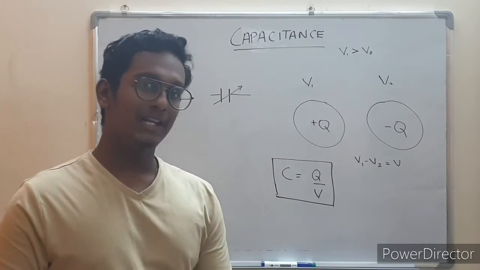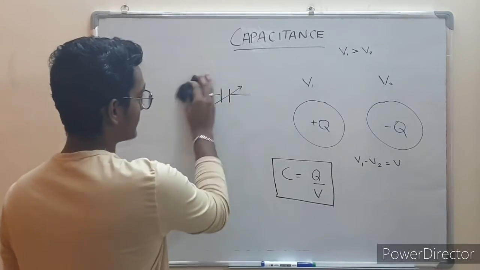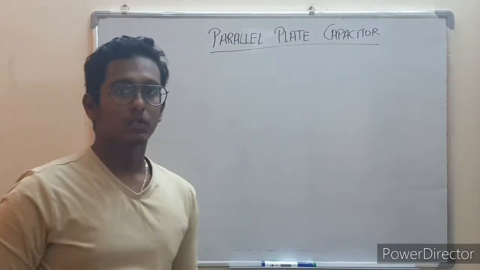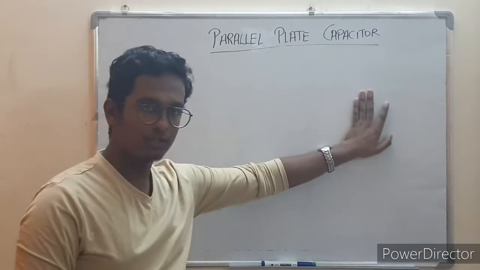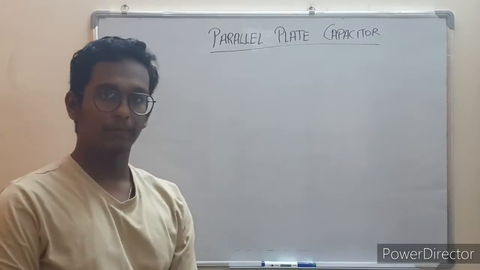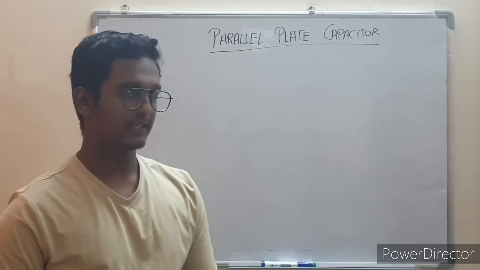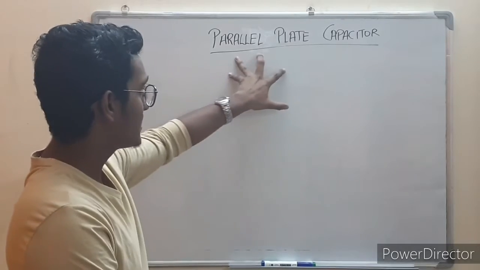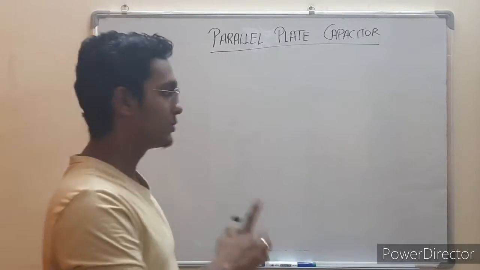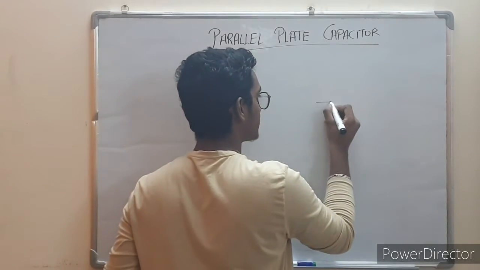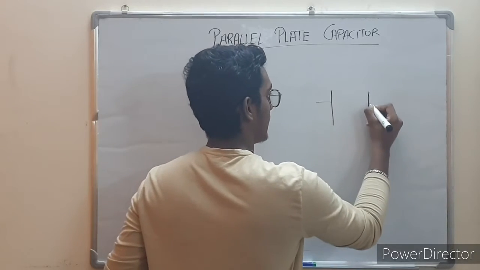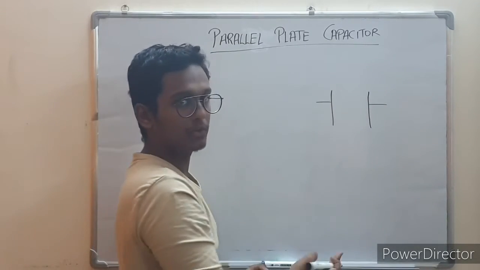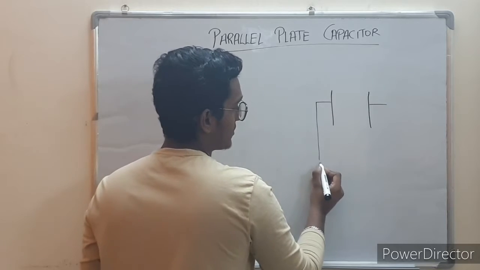So this is for a parallel plate capacitor. A parallel plate capacitor is the most commonly used capacitor for study purposes. It's the easiest to understand. So let's first draw the diagram. As the name suggests, it's parallel plates. It's two plates which are parallel to each other. And these ends are connected to a battery in a circuit.